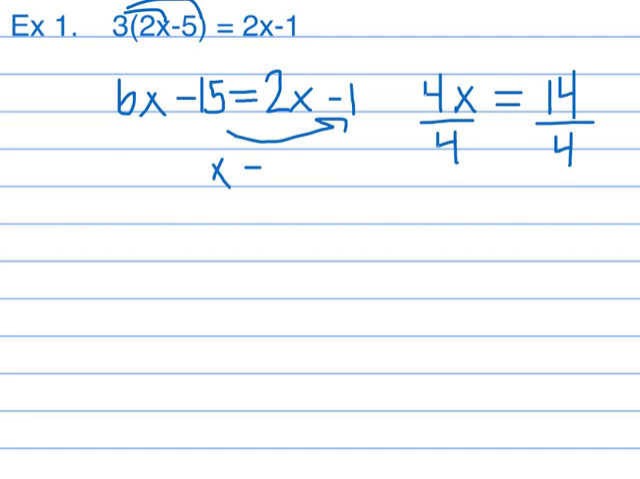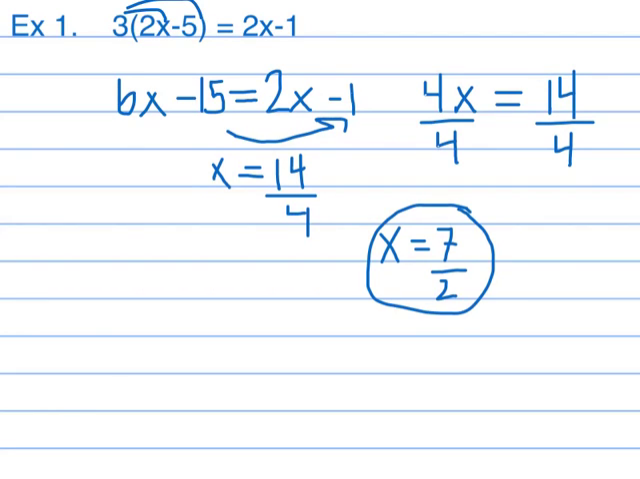And x is going to be equal to 14/4. Now that is not our final answer because we can reduce it. So think of a common factor that goes into both 14 and 4. It would be 2. And so 14 divided by 2 is 7. And 4 divided by 2 is 2. All right, there we go. There is our solution to our first problem. Let's look at one more here.